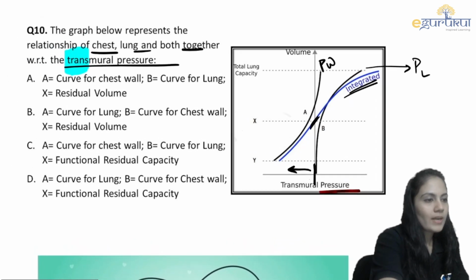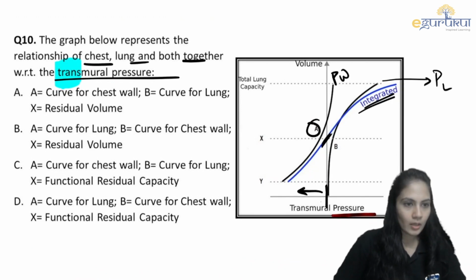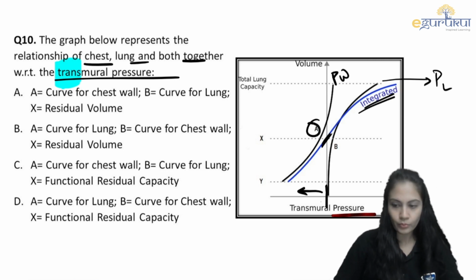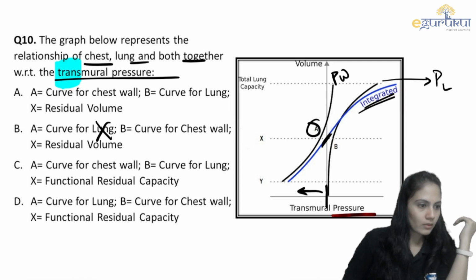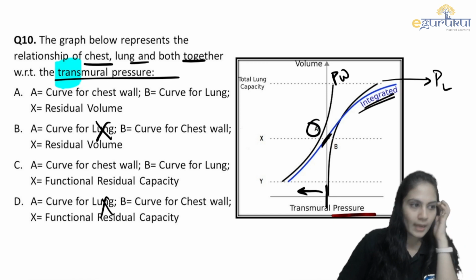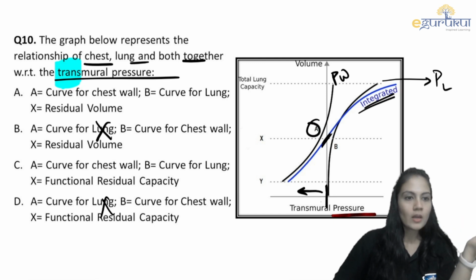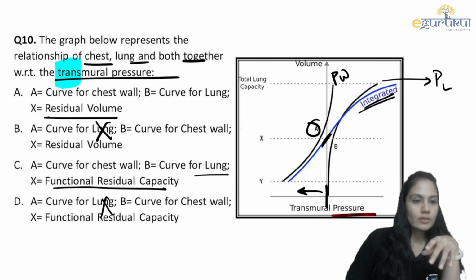So let's find out which combination is showing this. So A is our PW, right? A is our chest wall value. So let's see, lung. So this is not the answer. First of all, 50% is over. So either the answer is A or C, right? Then the B curve is PL. Over here also lung, and here also the curve for the lung. So the third thing, X, is it the functional residual capacity or the residual volume.